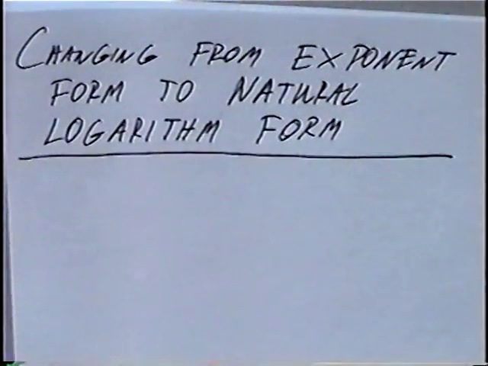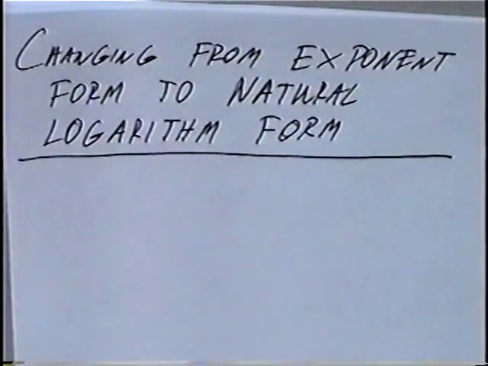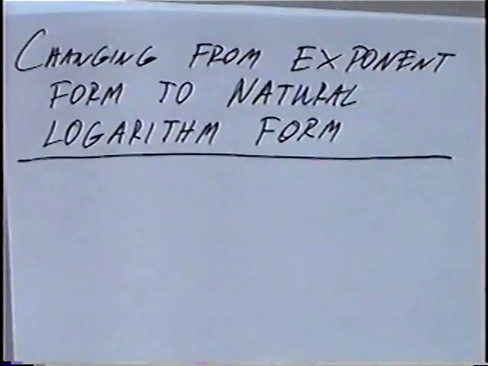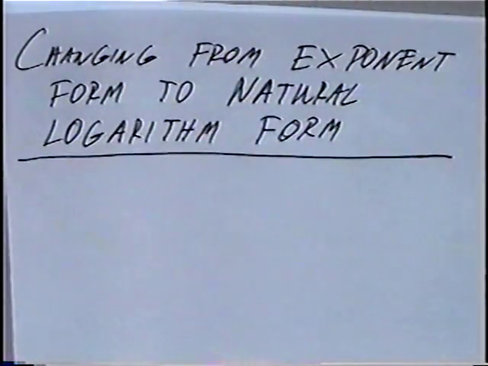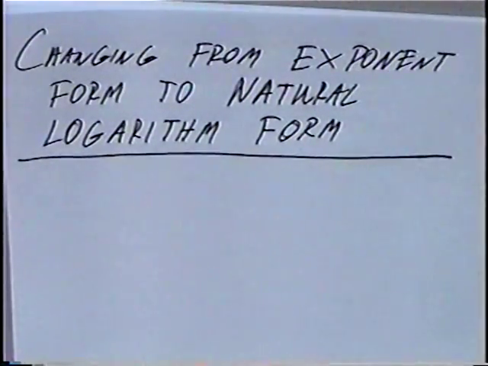Title of the first section today is changing from exponent form to natural logarithm form. In this section, we'll take problems which are in exponential form and switch them to natural logarithm form, which is similar to log form. The difference is natural logarithms will have the variables ln instead of log. And it'll also go from natural logarithm form back to exponent form.